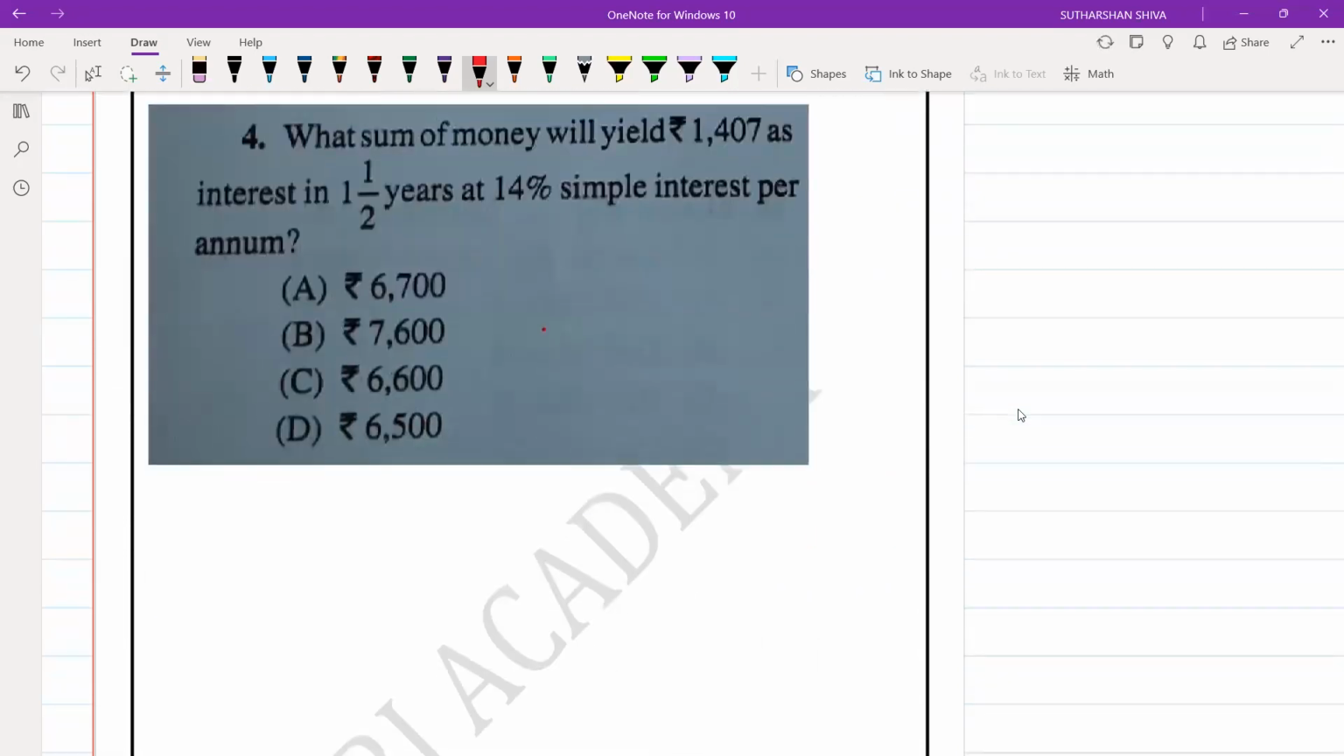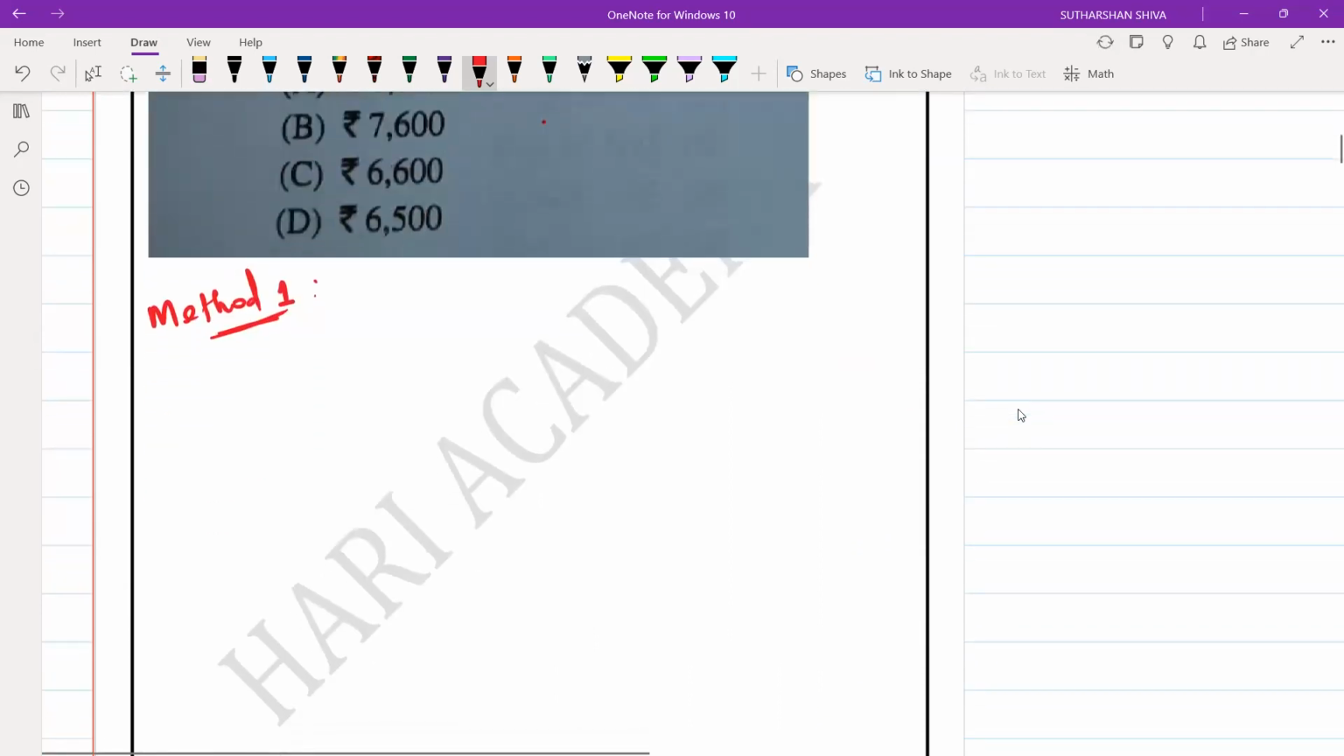Okay, next, the fourth one. What is the sum of money that yields 1407 as an interest of 1.5 years at 14% simple interest per annum? There are two methods which I will give you. Method one is the traditional method, which is the formula based method. You need to take your pencil and write it down. That is PRT by 100.